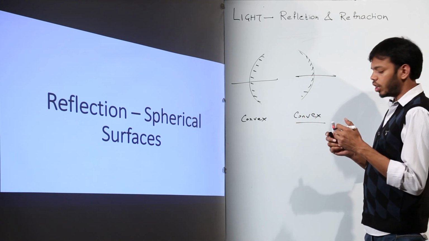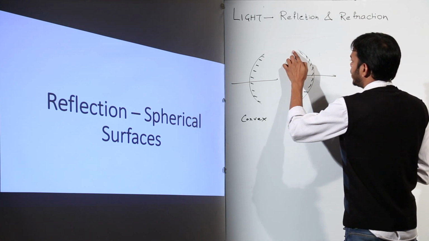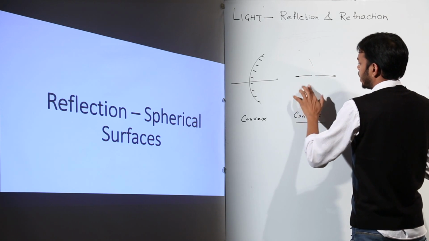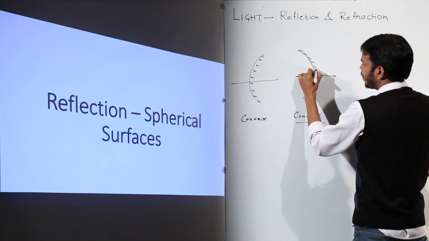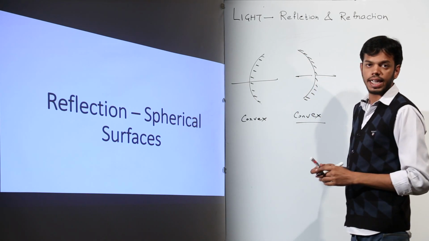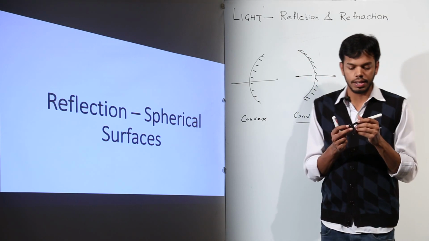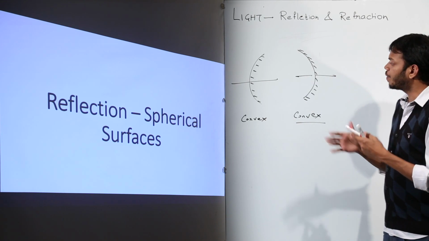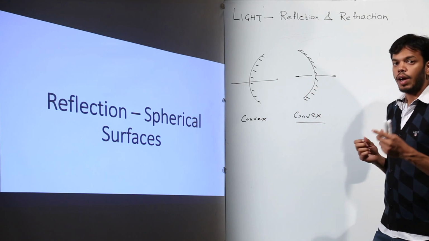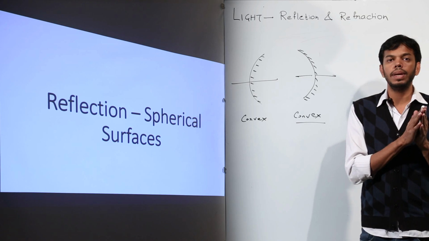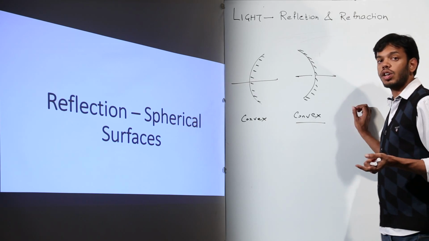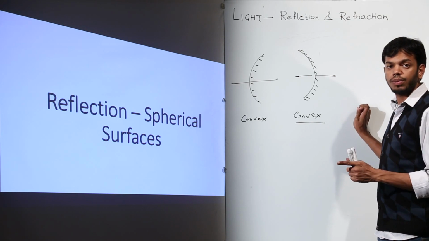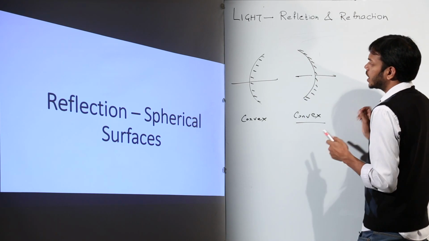Why? Because in case of concave mirror, the polished surface is at the back side. So my point, why did I tell you in this way? Because I want you to know that a mirror is said to be convex or concave if it is convex or concave with respect to the observer, right? So now this is a concave mirror.